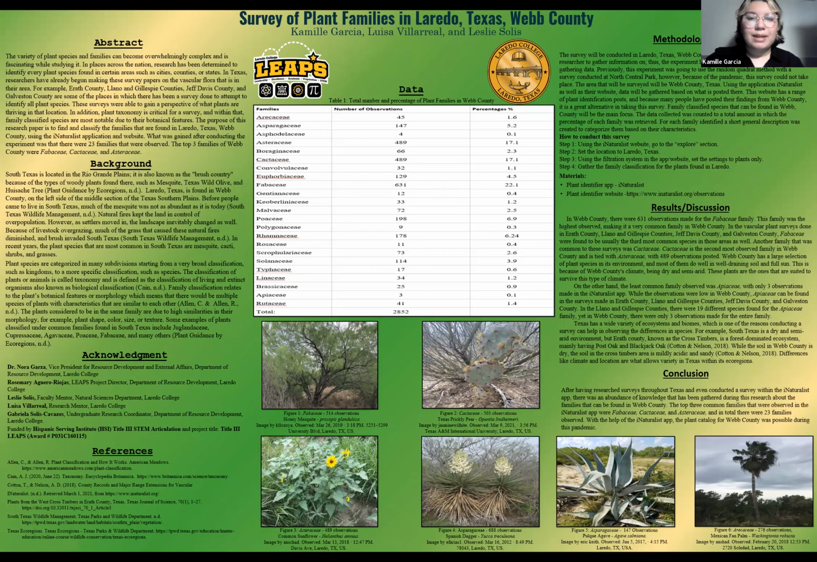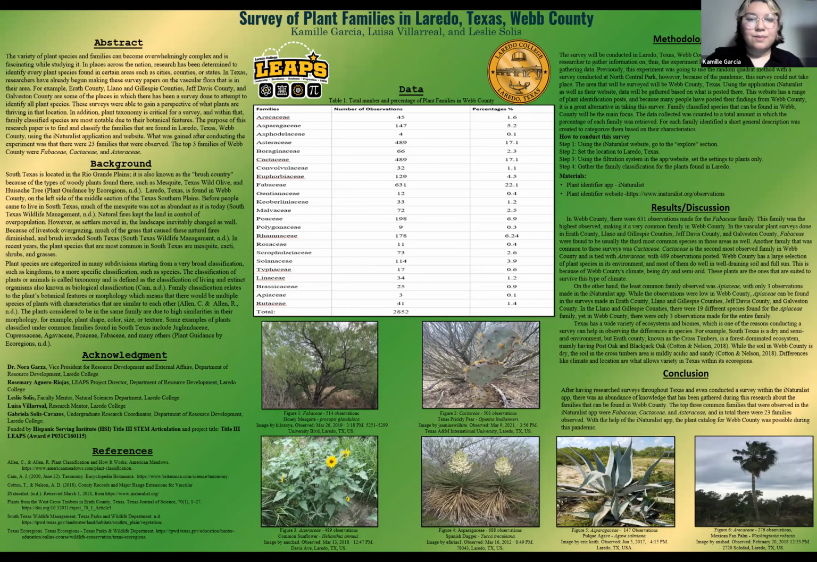The most common family observed was Fabaceae, with a total of 631 observations, making up 22% of Webb County's family observations. In Figure 1, there is an example of a Fabaceae family, and that example is the honey mesquite, and it was observed by user K. Yozoya. In the surveys done for Erath County, Llano and Gillespie County, Jeff Davis County, and Galveston County, Fabaceae was usually the third most common family in the area.